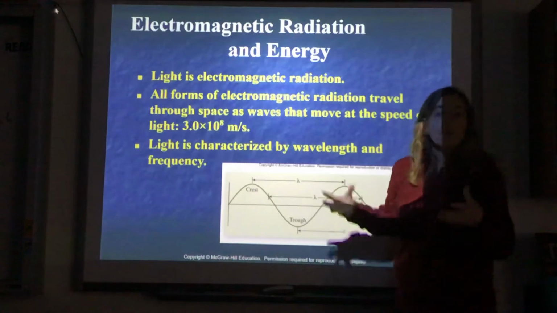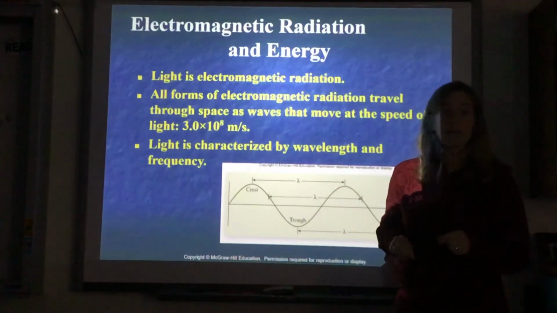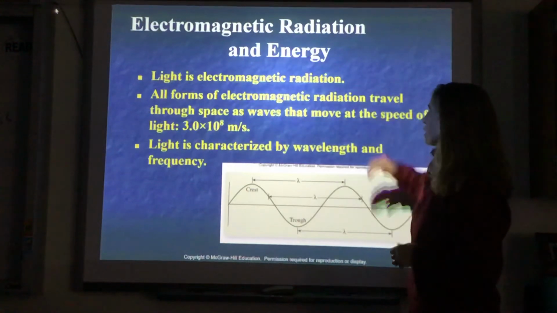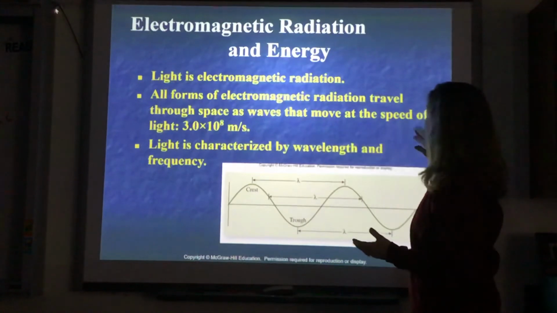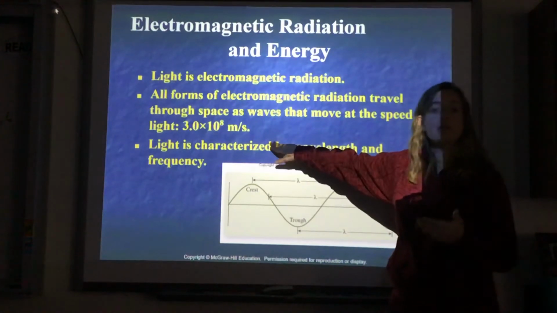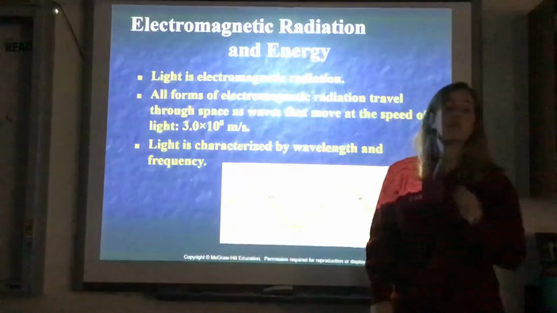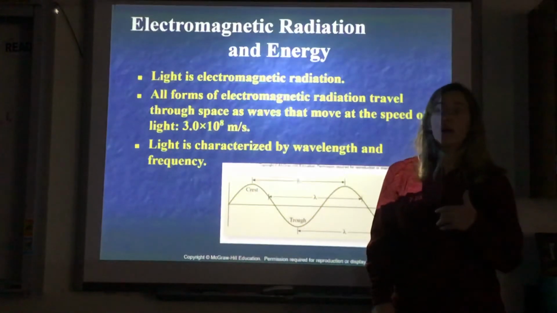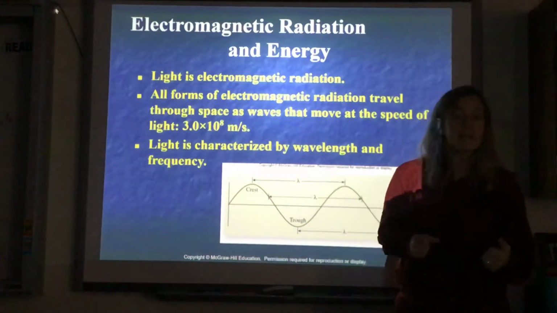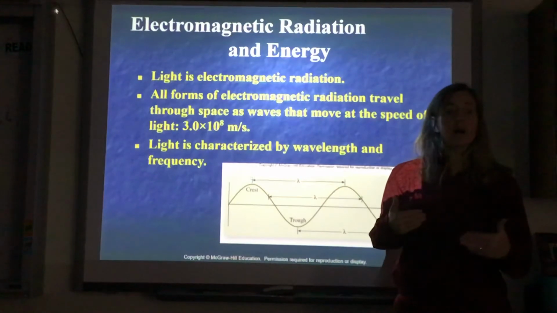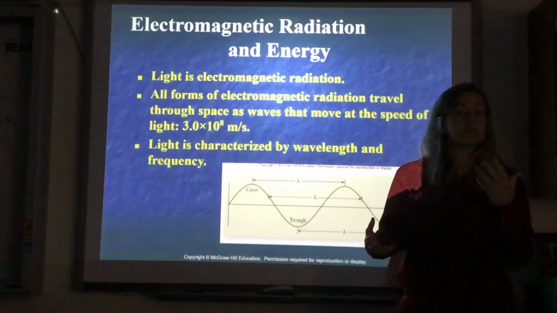Okay, so electromagnetic radiation and energy. This is what we're going to be talking about in this section. Light is electromagnetic radiation. All forms of electromagnetic radiation travel through space at the speed of light, 3.0 times 10 to the 8 meters per second, which is incredibly fast, faster than what we can see. That's why to us, when we flip on a switch, it's instantaneous, because by the time we realize the light has been turned on, it's already come on.